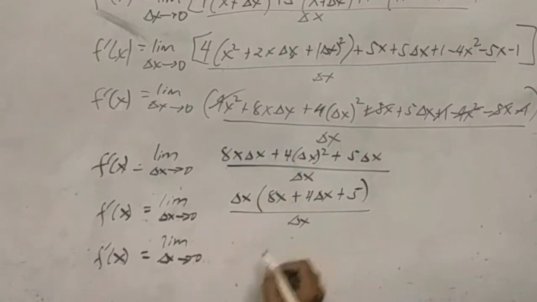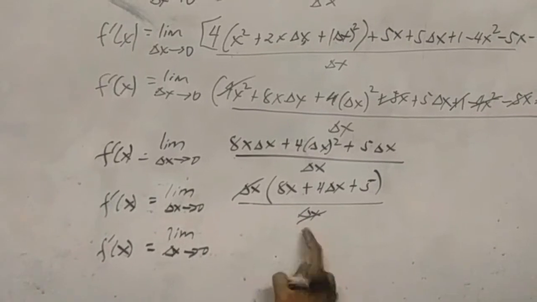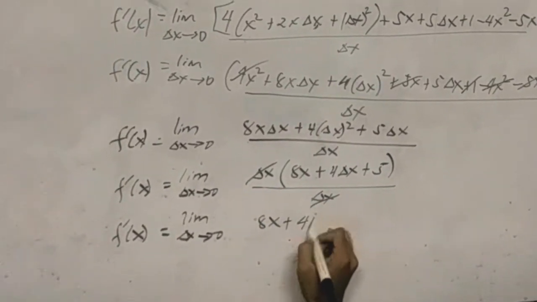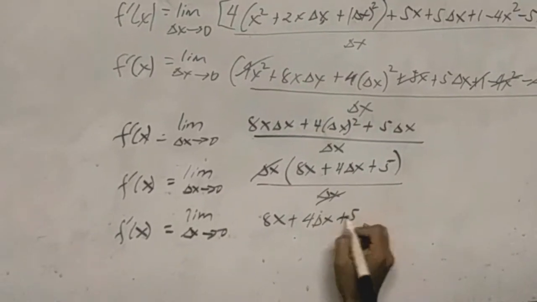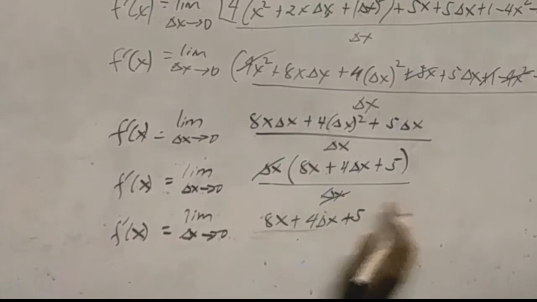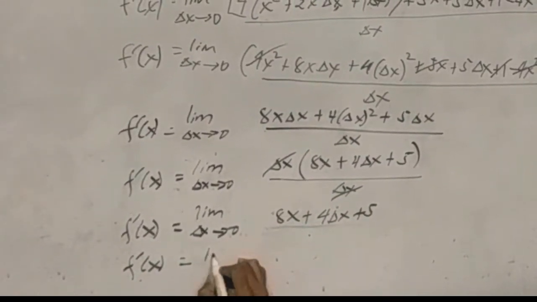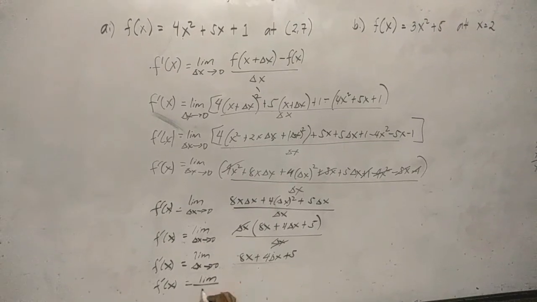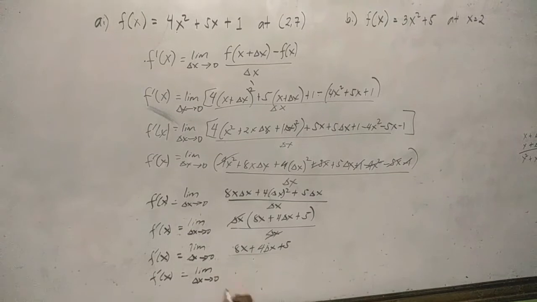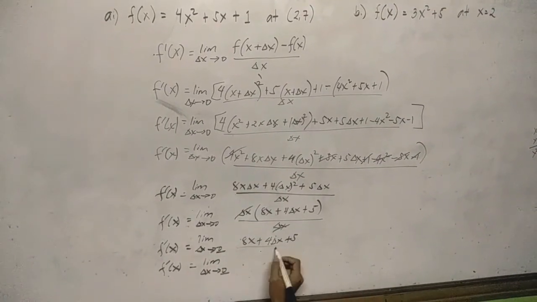By the way, cancel muna natin. Cancel na kasi mag-cancel siya. Ang delta x. So, matira na lang ay 8x plus 4 delta x plus 5. All over. Wala na siyang over kasi na-cancel na natin. Then, f prime of x is equal to the limit as delta x approaches to 0.